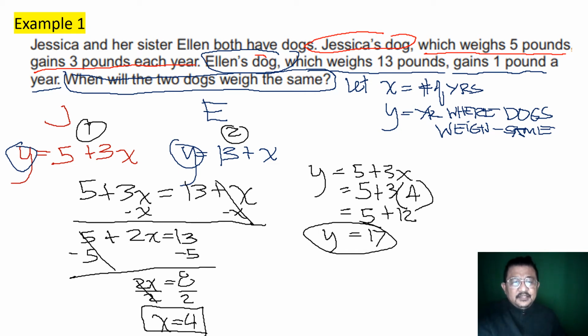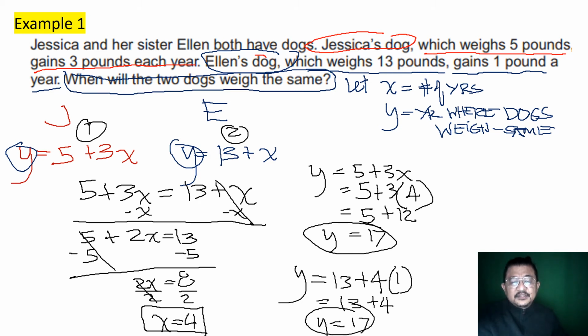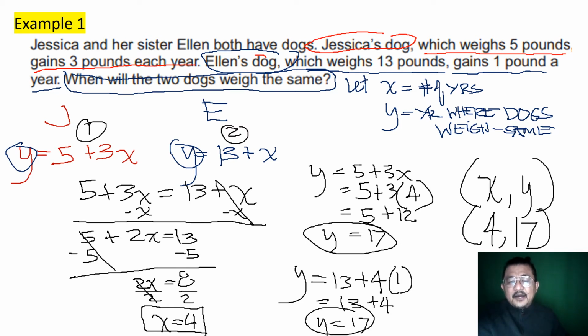Jessica's dog. How about Ellen's dog? All right. y is equal to 13 plus 4 years. Let's see. 4 times 1 is 4. So 13 plus 4 is equal to 17. Yes, the weight will be 17. So your answer will be in 4 years x. Okay, so let's write 4 years. The weight of the dogs will be what? 17 pounds, right? That's how you interpret your answer.